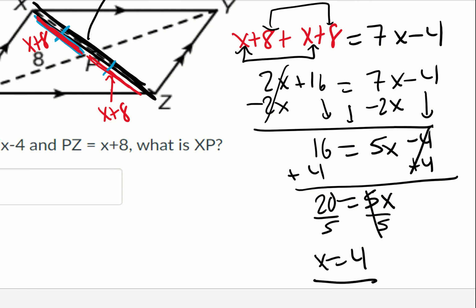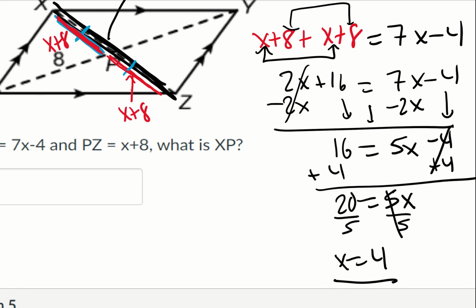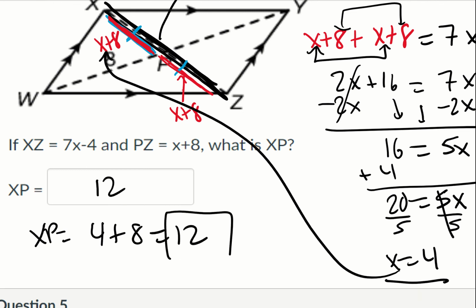So we got x is 4, and so then if we want XP, we just have to plug it in here. So it's simply going to be 4 plus 8, which is 12. So we know that XP is 12.